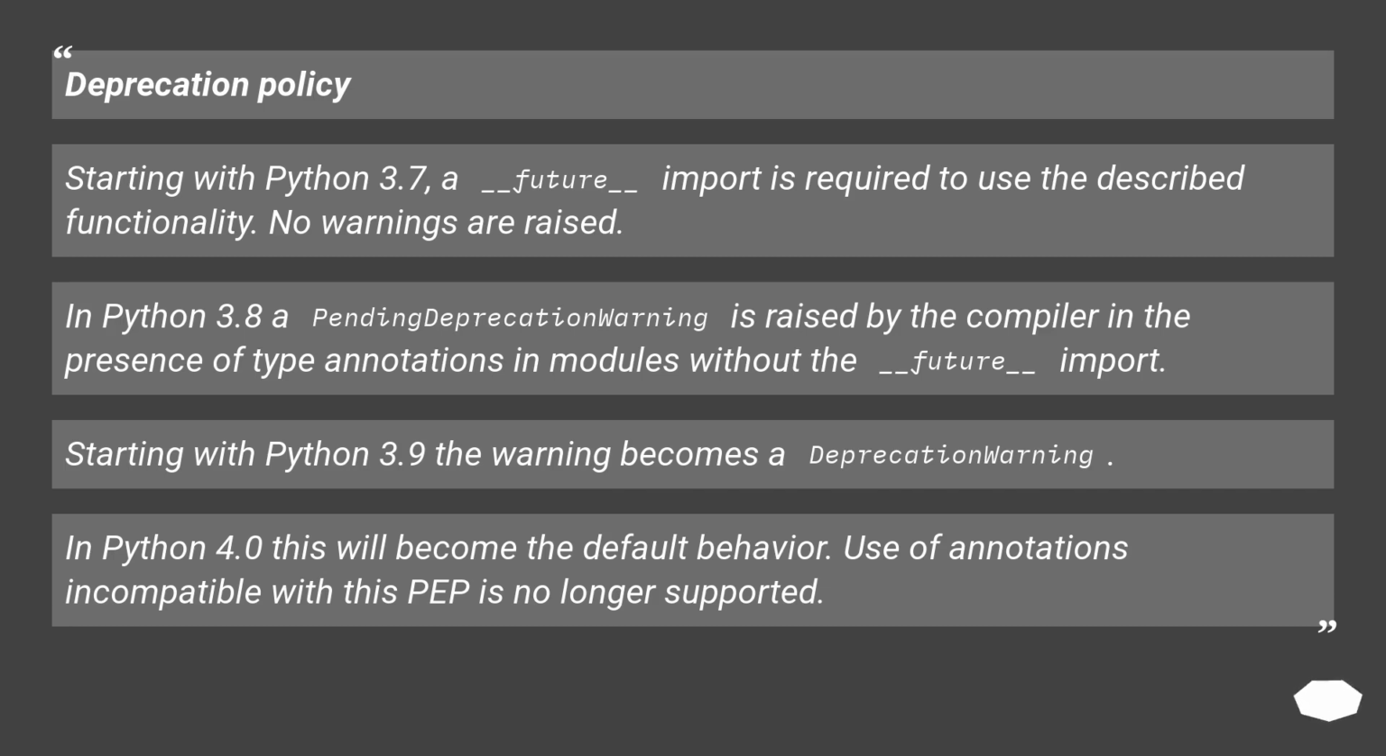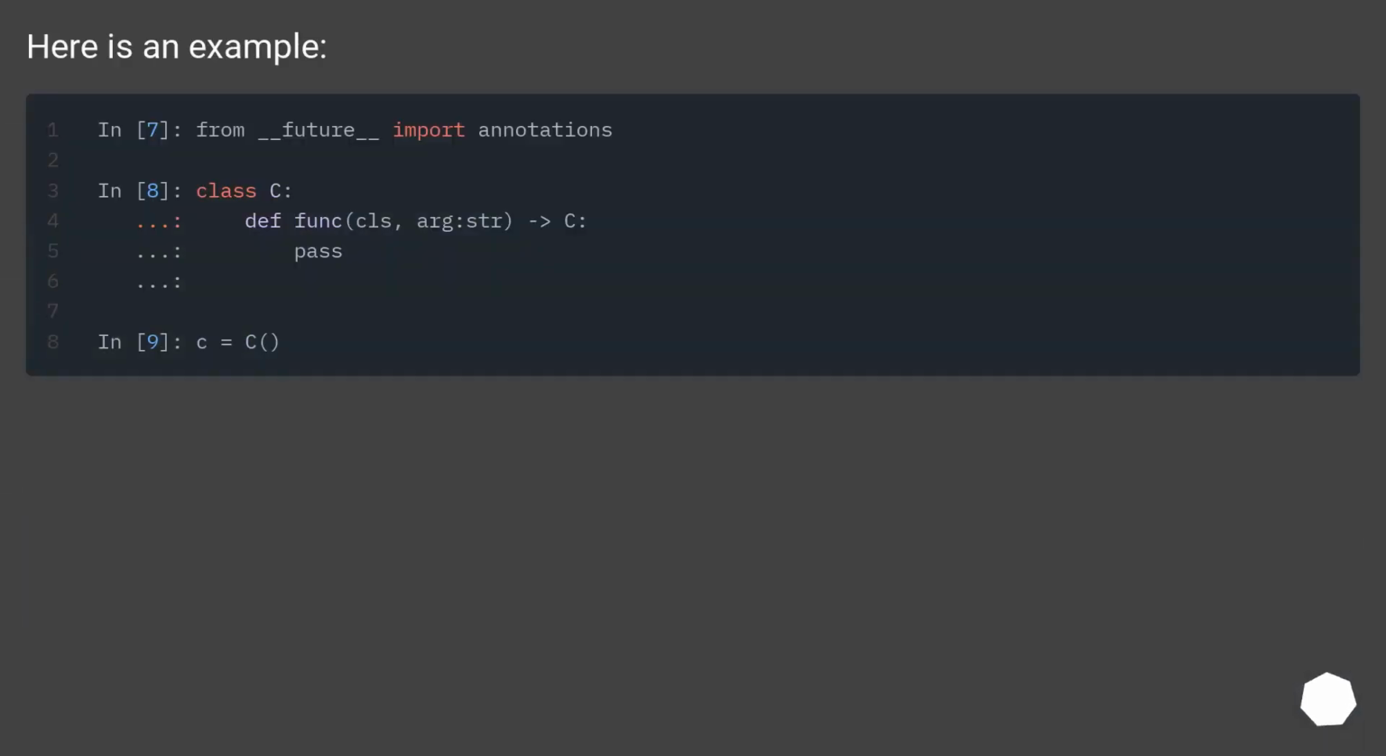Starting with Python 3.9 the warning becomes a deprecation warning. In Python 4.0 this will become the default behavior. Use of annotations incompatible with this PEP is no longer supported. Here is an example.